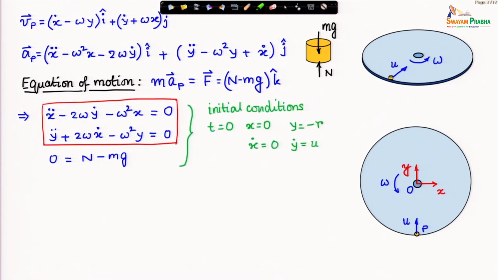So, these are our relevant equations, and there are two second order ordinary differential equations. We will need these initial conditions, 4 initial conditions. So, at time t equal to 0, it starts at x equal to 0 and y as minus r, and its x velocity was 0 and y velocity was u, and remember this is relative to the disk. So, y dot is actually relative to the disk. So, that is equal to u.